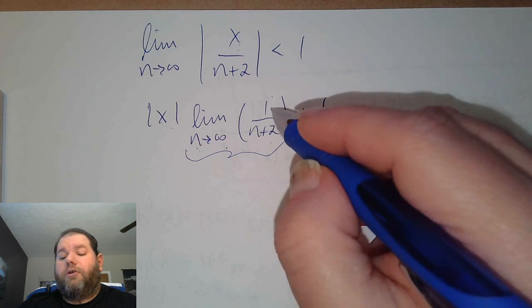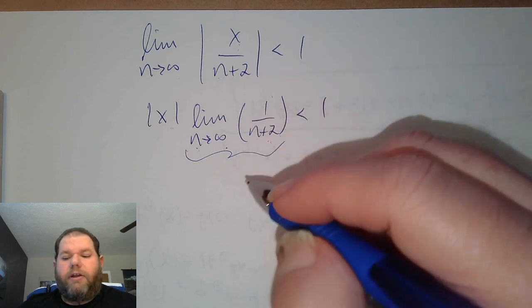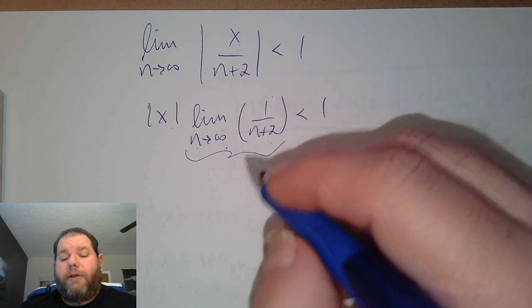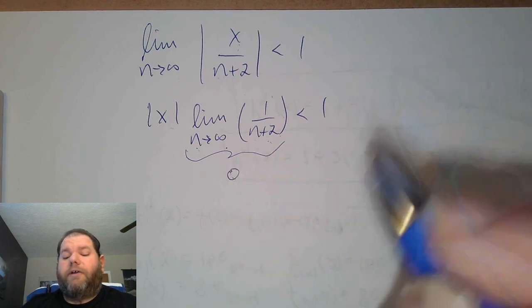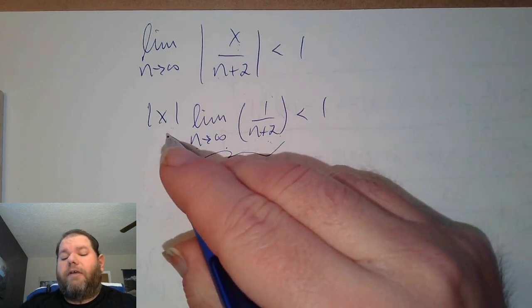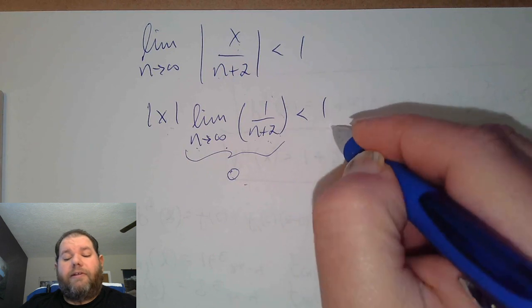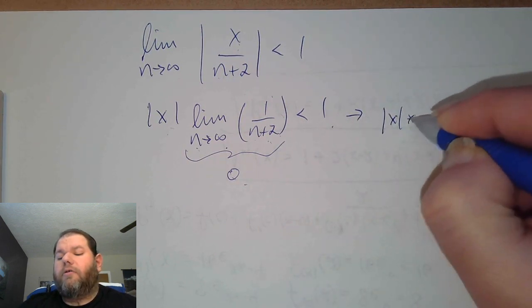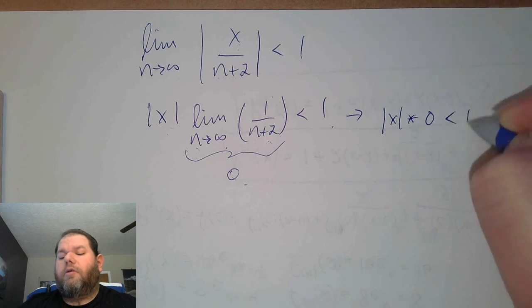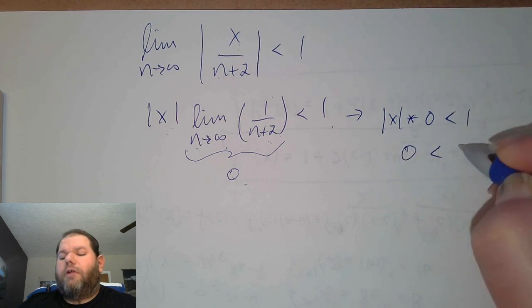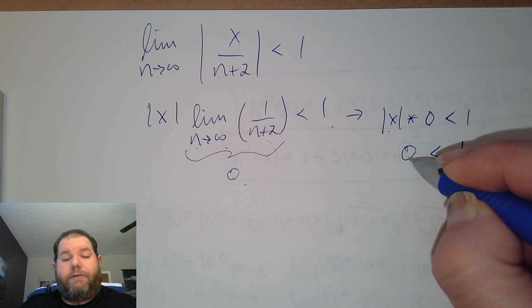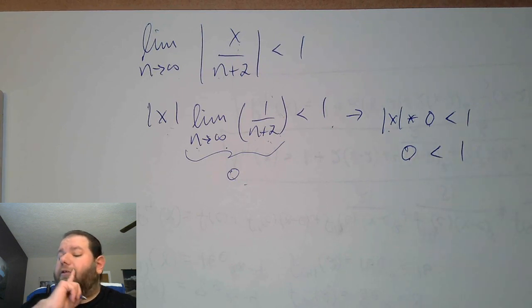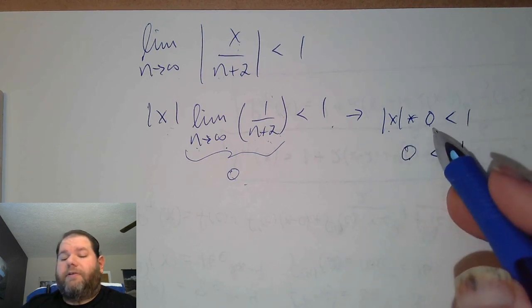Well, our limit, 1 over infinity, goes to 0. Anytime we have infinity on the denominator, it's going to be a 0 value. So we have the absolute value of x times 0 is less than 1. Which absolute value of x times 0 is just 0. Doesn't matter what x is. If it's multiplied by 0, it's going to be 0.